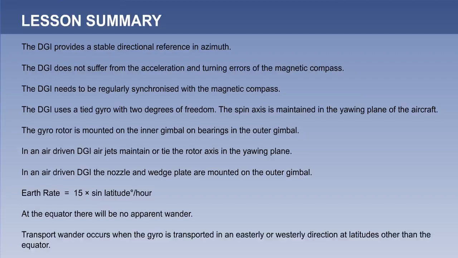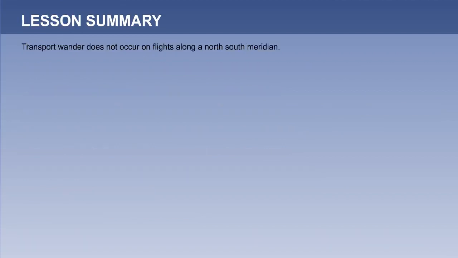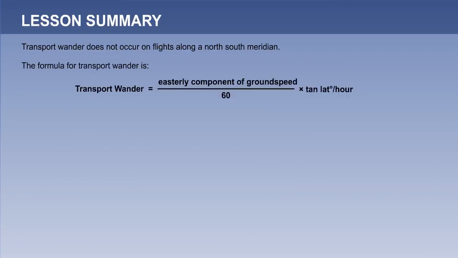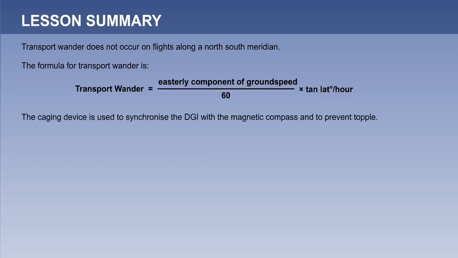Transport wander occurs when the gyro is transported in an easterly or westerly direction at latitudes other than the equator. Transport wander does not occur on flights along a north-south meridian. The formula for transport wander is: transport wander equals the easterly component of ground speed divided by 60 times the tan of the latitude, in degrees per hour. The caging device is used to synchronize the DGI with the magnetic compass and to prevent topple.